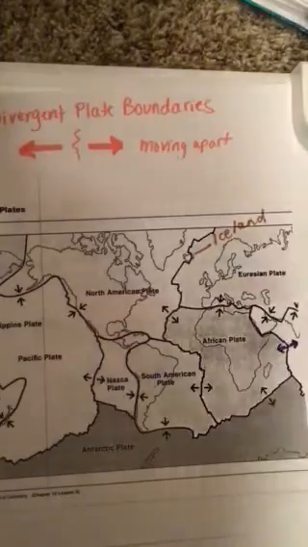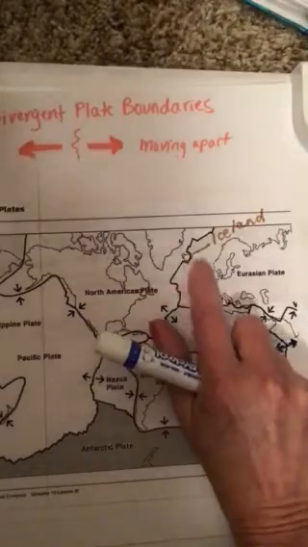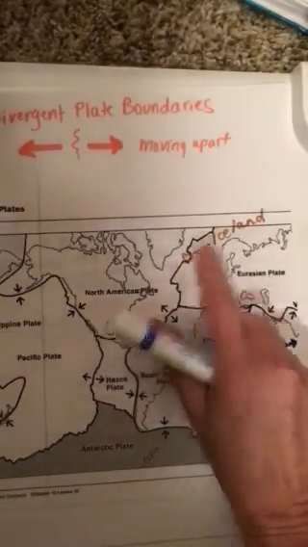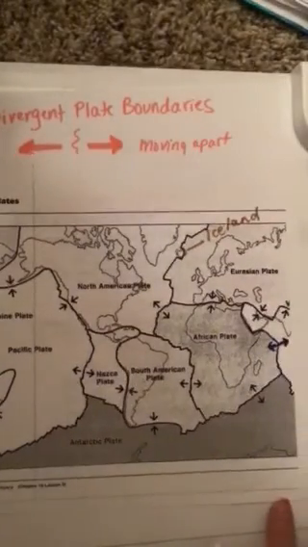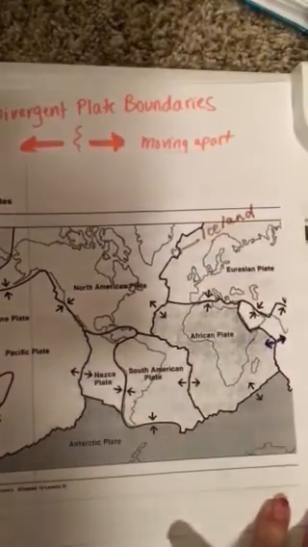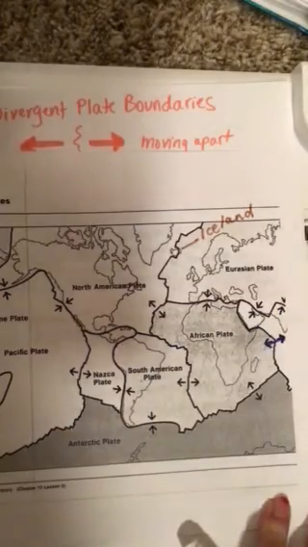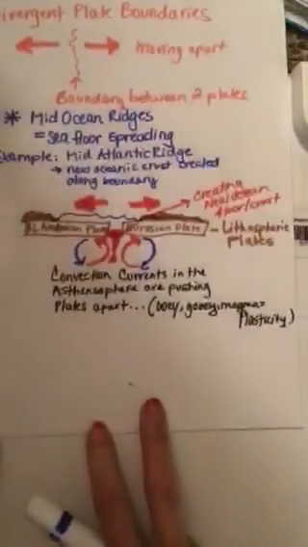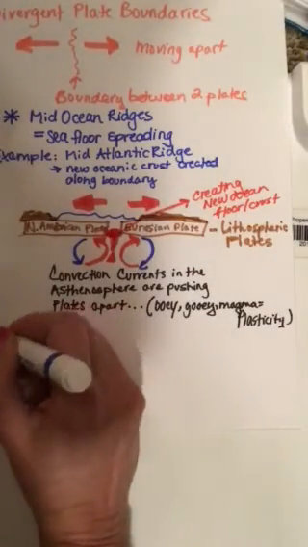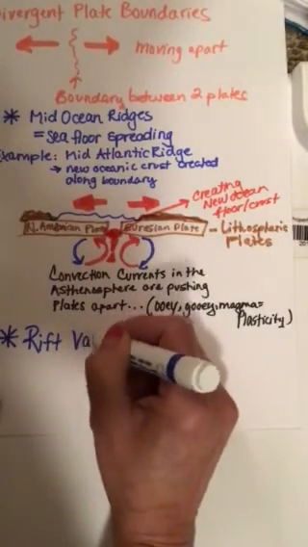So what happens when Iceland is totally separated? Well, ocean water from the Atlantic will fill in that crack, and then there'll be Iceland 1 and Iceland 2, I guess. I don't know what they're going to name it. But when these types of boundaries, divergent boundaries, occur beneath the continents, then you will have what is known as rift valleys. So we're going to note that on our notes. So we had mid-ocean ridges, and what else does it create? Rift valleys.